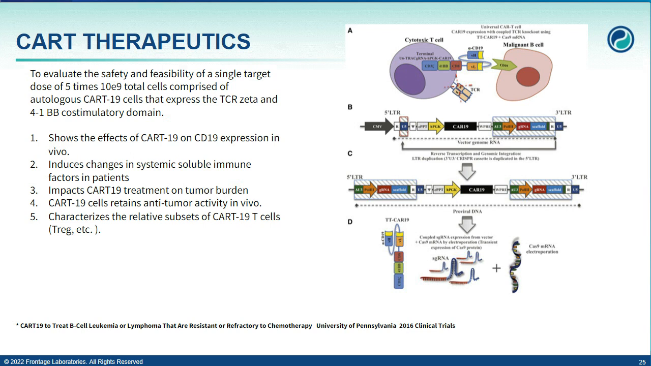It shows the effect of CAR-T19 on CD19 expression cells in vivo, and it induces changes in systematic immune factors in patients. So the CAR-T19 cells retains anti-tumor activity in vivo. The study also characterized the relative subset of CAR-T19 cells.